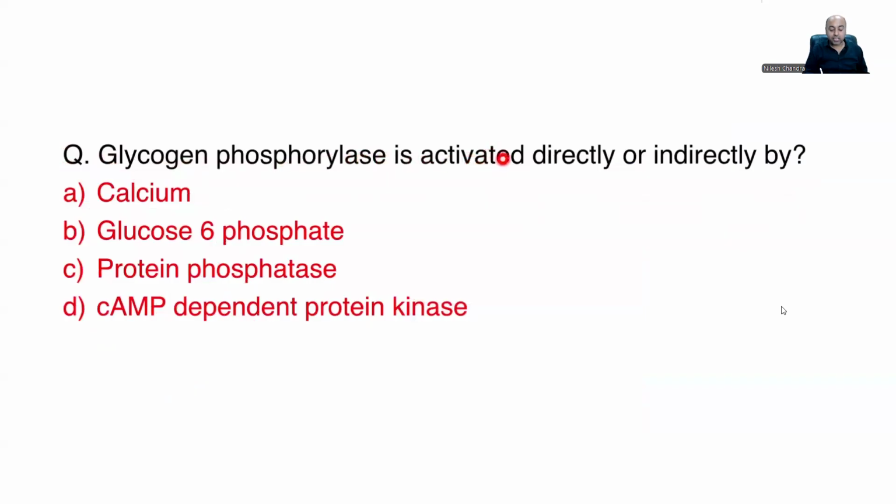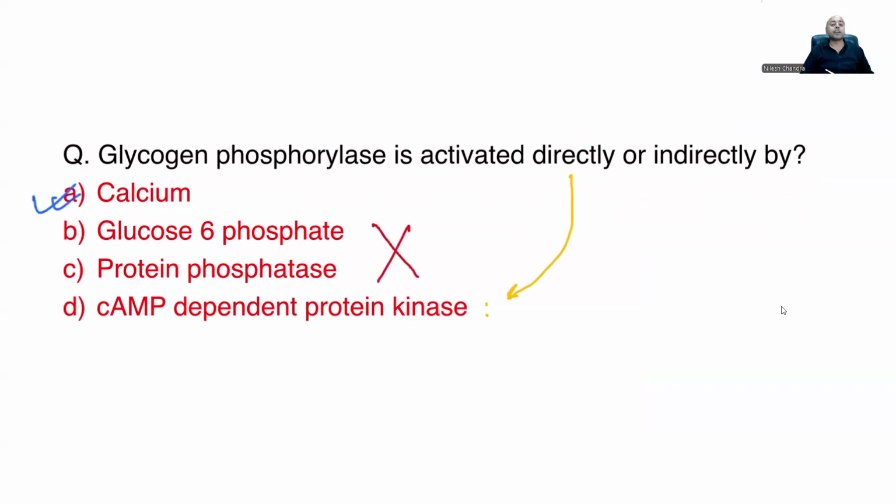Glycogen phosphorylase is activated, another two-part question, directly or indirectly by. See, there are two components here: directly or indirectly by. The options are calcium, glucose 6 phosphate, protein phosphatase, cyclic AMP dependent protein kinase. So, what you have to remember here is that the cyclic AMP dependent protein kinase will only activate the glycogen phosphorylase directly. The B and C are inactivators.